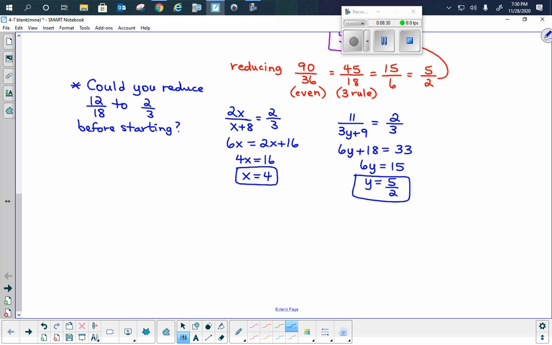If you notice, based on those two answers being the same, you should be able to answer this and tell me, could you reduce before starting? And that is a big, definite yes. The only caution: if you reduce that 12/18 wrong in the first place, you guarantee both of them to be wrong. So be super careful with your reducing, please. Okay? See what you can do.